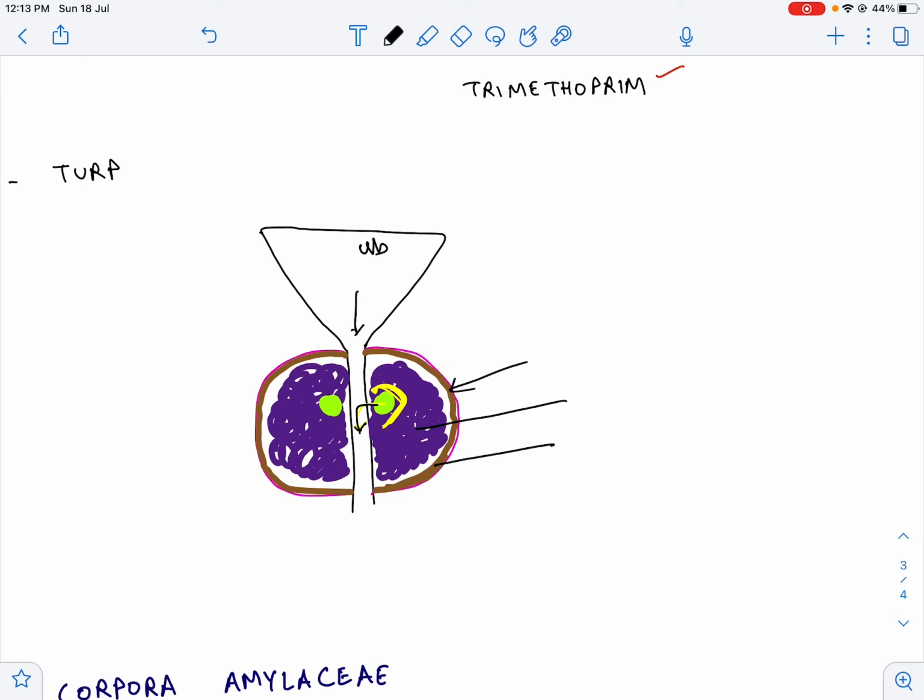So when you examine the chips of prostate tissue that you've removed, when you send it for histopath, there you will see these stones. Sometimes these stones might be urinated at a later date after the TURP and may not be at the same setting as TURP.